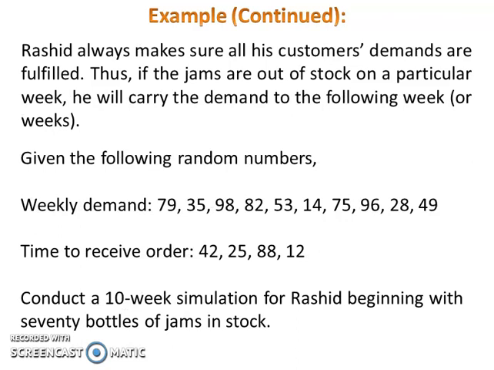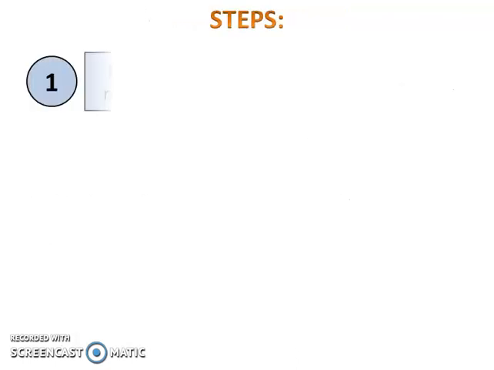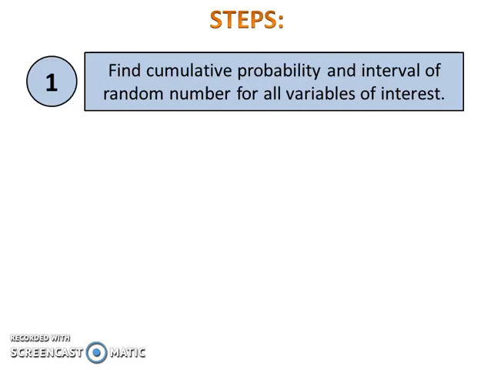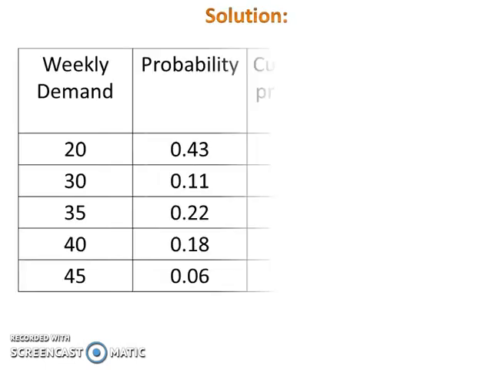Rashid always makes sure all his customers' demands are fulfilled. Thus, if the gems are out of stock on a particular week, he will carry the demand to the following week or weeks. Given the following random numbers, conduct a 10-week simulation for Rashid, beginning with 70 bottles of gems in stock. To conduct simulation, first, find cumulative probability and interval of random number for all variables of interest.